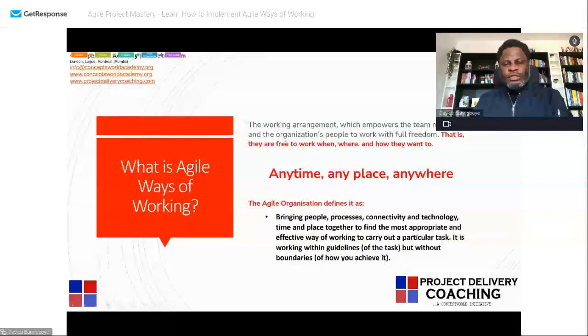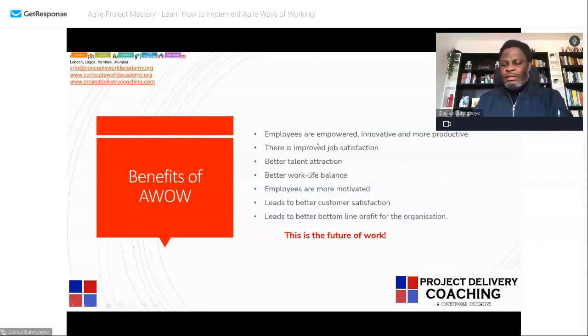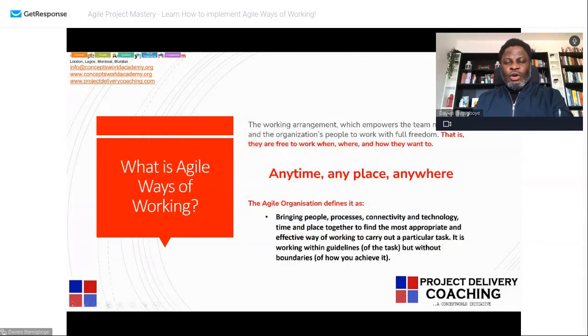Agile ways of working, simply put, is a working arrangement which empowers the team members and the organization's people to work with full freedom. That is, they are free to work when, where, and how they want to. Now, this is a game-changing phenomenon that is now happening in the world. And I want you to pay attention to this, because if you get what I'm going to share today, it will change your thought process about the workplace.